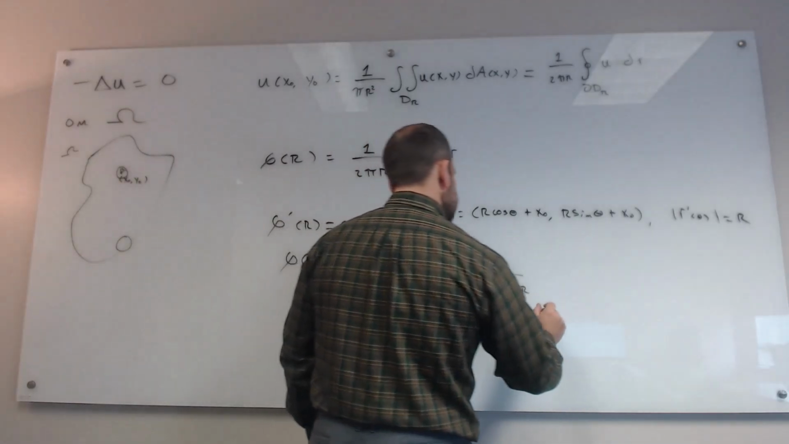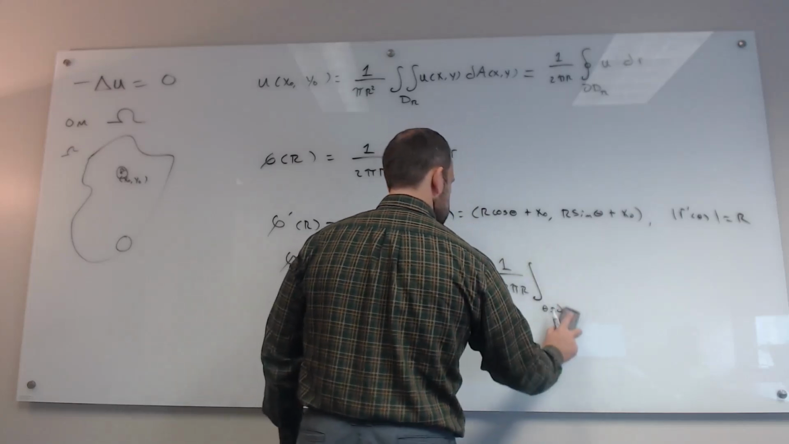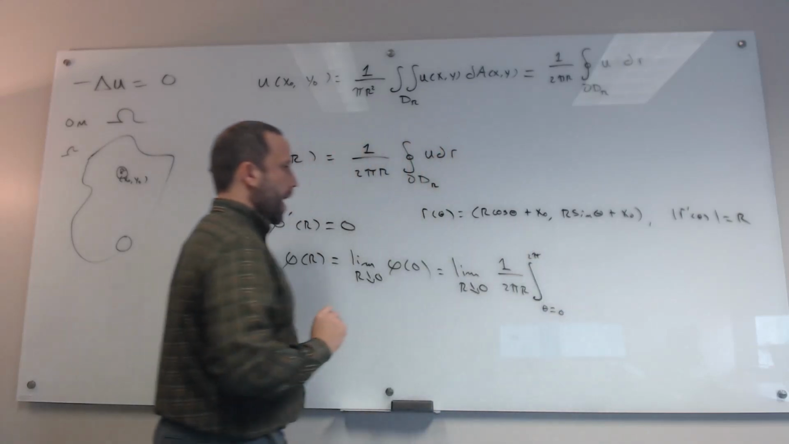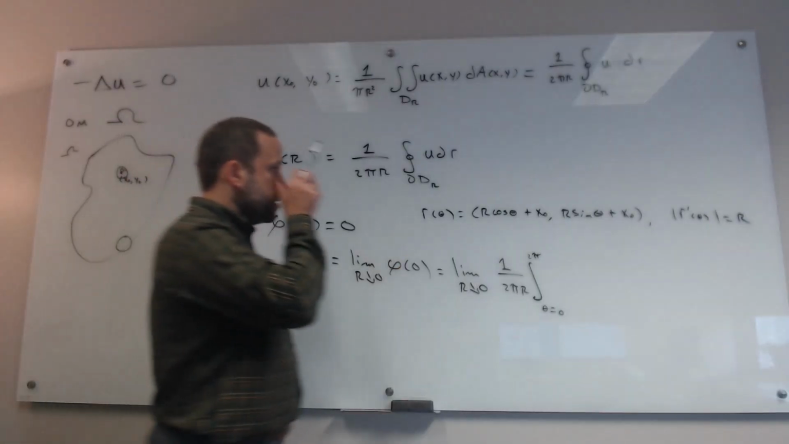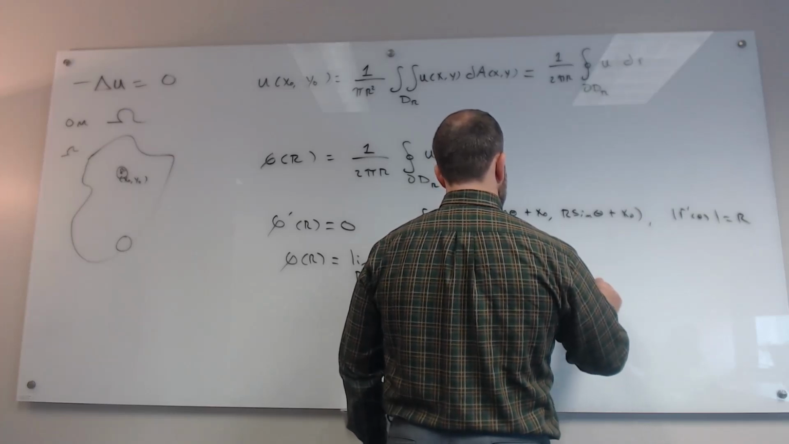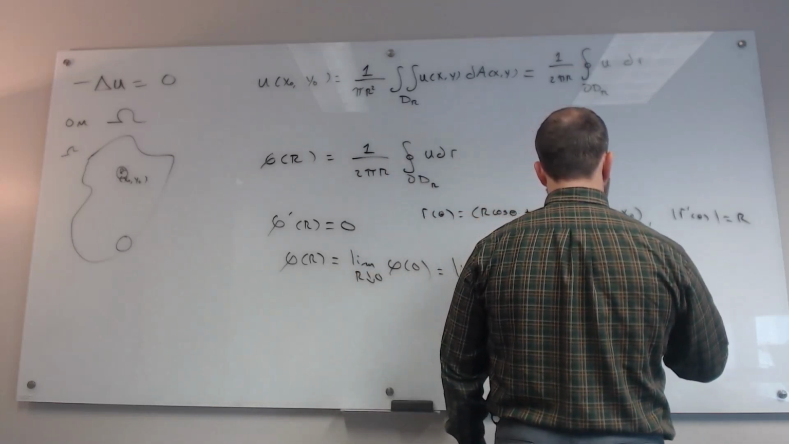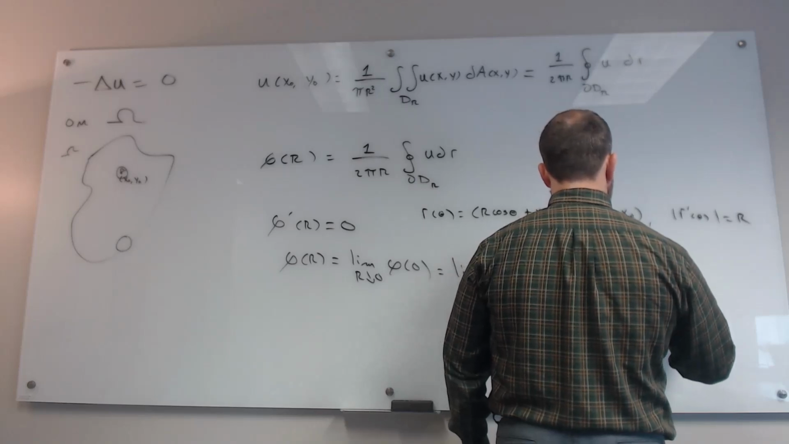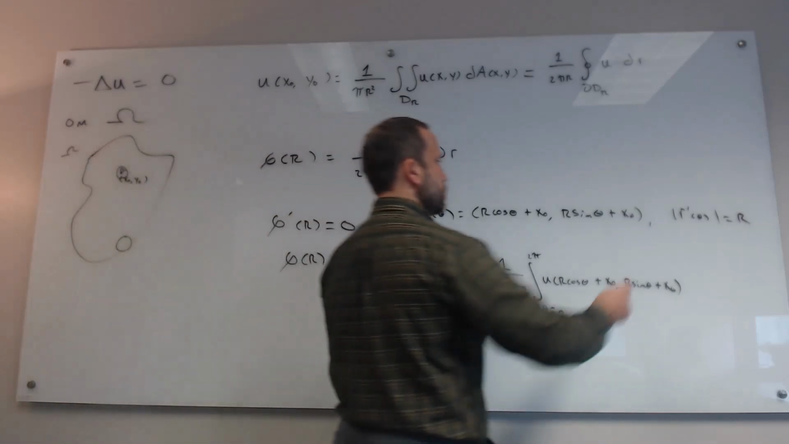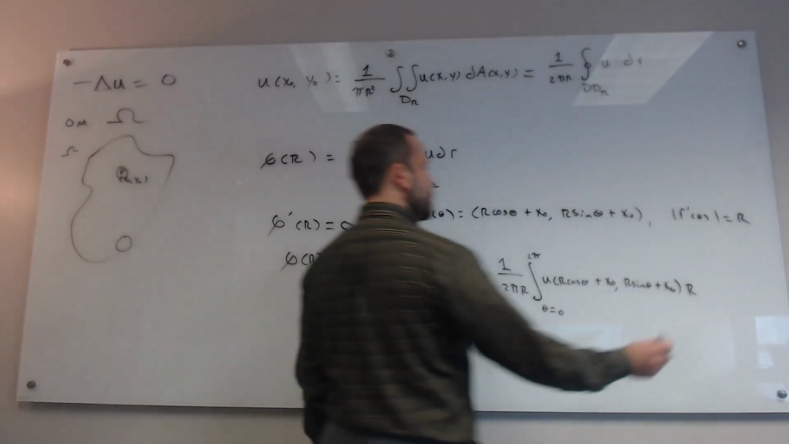And when you do that, you're going to have the integral going from theta equals 0 to 2 pi, and then you're going to have u evaluated at this parameterization. So you're going to have u of r cosine theta plus x naught, r sine theta plus x naught, times the magnitude of the parameterization, which is r, times d theta.